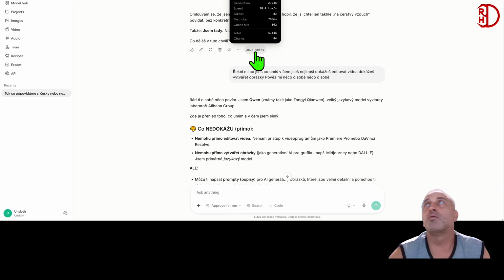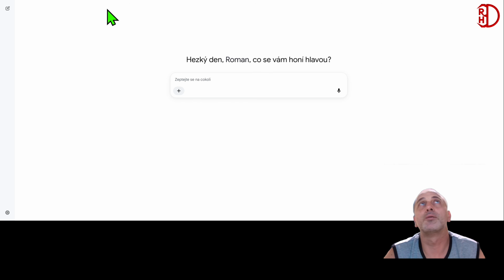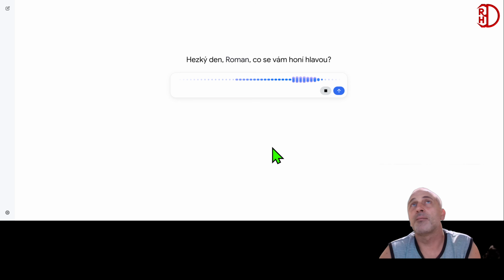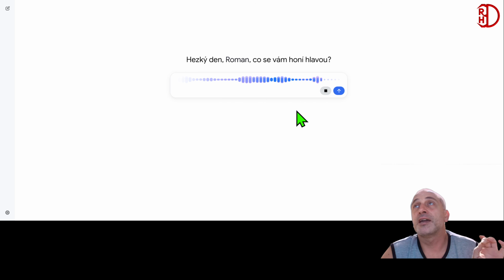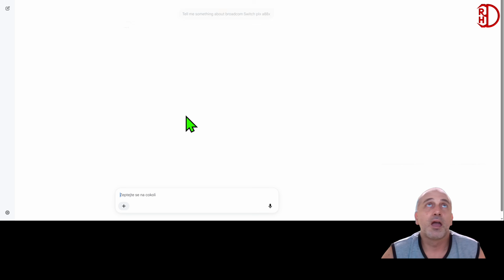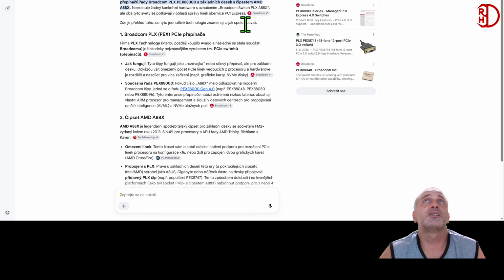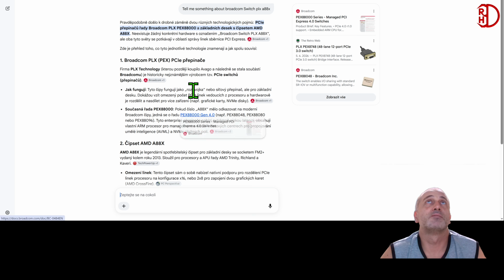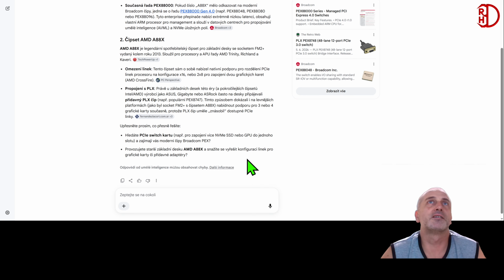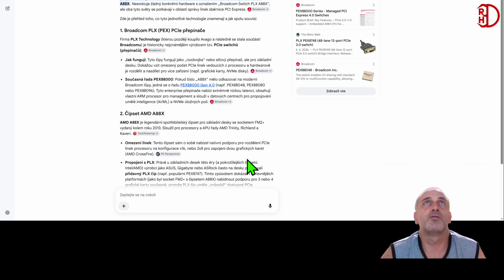If you compare, for example, this one. Tell me something about Broadcom switch PLX 88096, and this will be really short. You can see it was very short, and there is not much. I think the output, okay, it was fast. It is a lot of tokens.